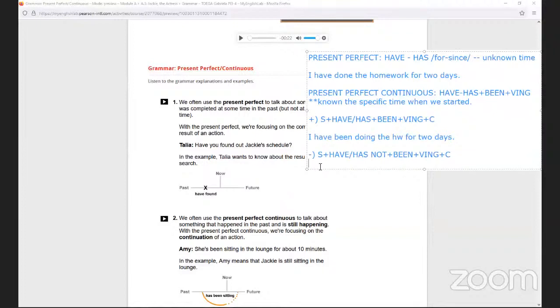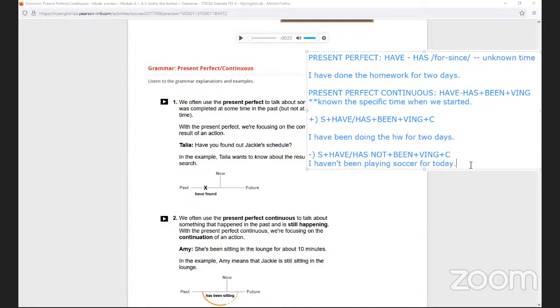I have not been playing soccer today. Okay, very good. Perfect. So, but when we're gonna use perfect or continuous, always we're gonna use for today or since today. Okay. So, for today. Very good.